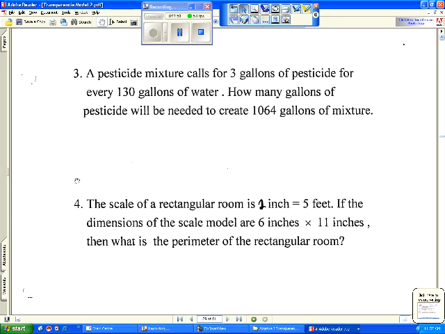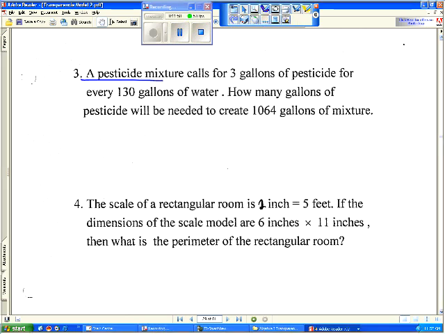A pesticide mixture calls for 3 gallons of pesticide for every 130 gallons of water. This for every so much of that. What is that? It is a comparison between 2 items. What is a comparison between 2 items? Page 51 says a comparison between 2 items is a ratio. Is this a statement or a question? It's a statement. This is a statement ratio.